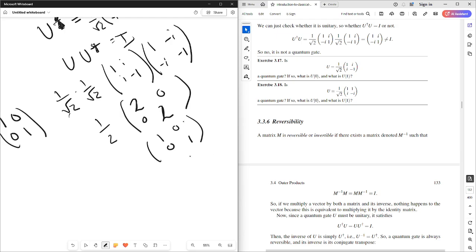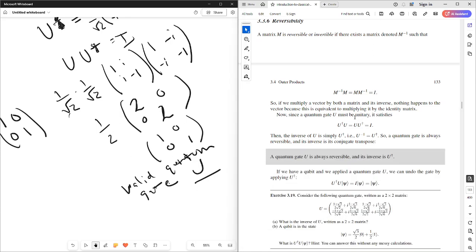This is indeed a valid quantum gate. So we can define, U can be any arbitrary quantum gate as long as it doesn't affect normalization, and it's also unitary. So it times its conjugate transpose has to equal the identity. So valid quantum gate U.